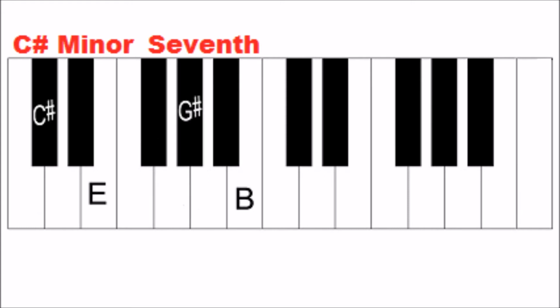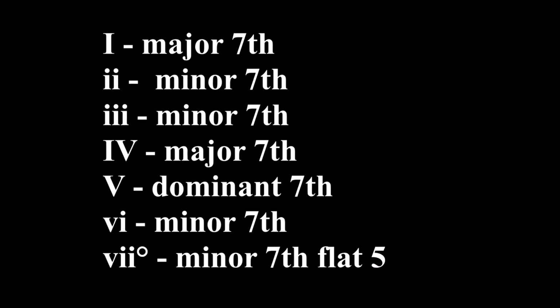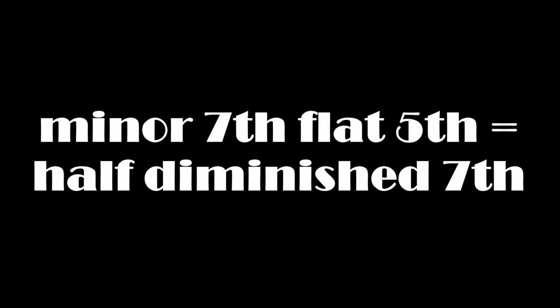C sharp minor becomes C sharp minor seventh. And D sharp diminished becomes D sharp minor seventh flat 5. The chord pattern for sevenths is major seventh, minor seventh, minor seventh, major seventh, dominant seventh, minor seventh, minor seventh flat fifth. A minor seventh flat 5 chord is also called a half diminished seventh chord.